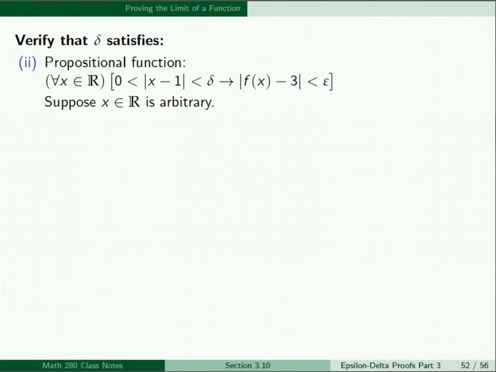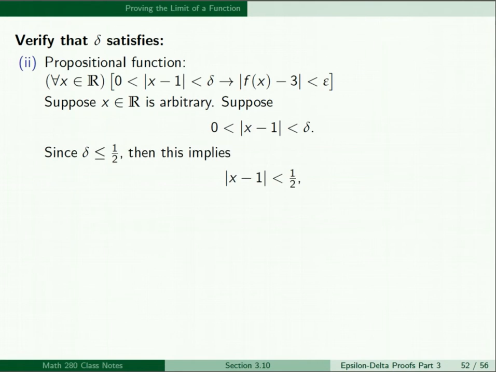So we'll suppose x in R is arbitrary. Suppose the hypothesis, 0 less than absolute value of x minus 1 less than delta. Since delta is less than or equal to 1/2, then this implies absolute value of x minus 1 is less than 1/2, which implies, as shown above, that the absolute value of x minus 3 is less than 5 halves.